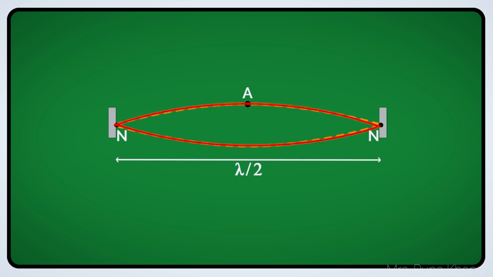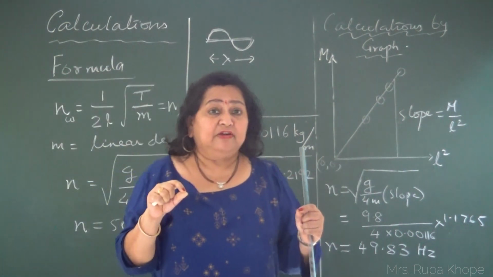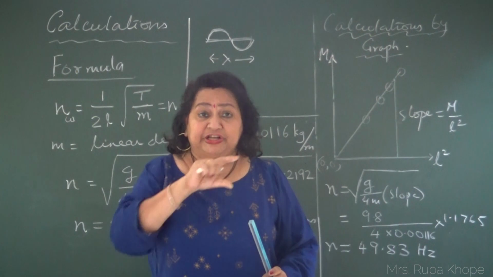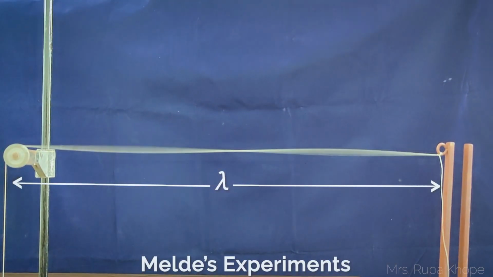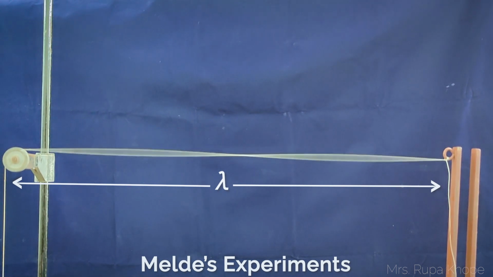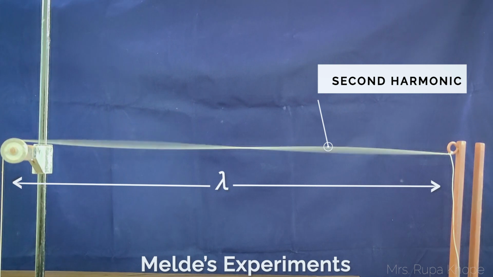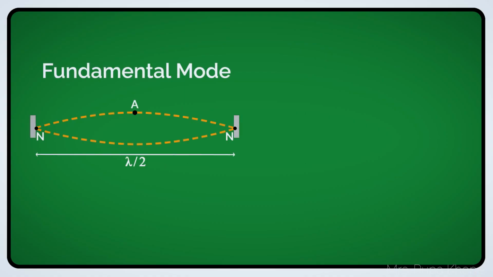So what is this, by the way? Its length is lambda by 2. And you remember that we get the vibration of the wire in the fundamental mode. That stationary wave is the fundamental mode, or first harmonic. And in Melde's experiment, which I showed you with the tuning fork, when I banged it, we got 2 loops. That is called the second harmonic. We get 2 loops. And this is called the fundamental mode or first harmonic.